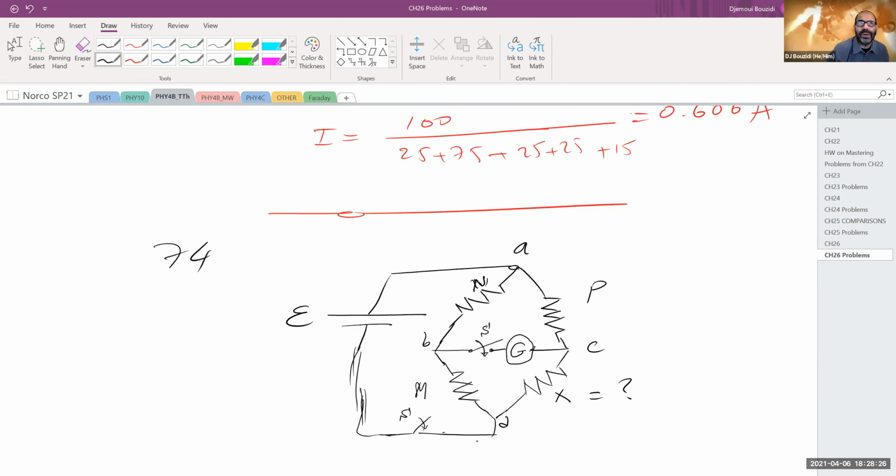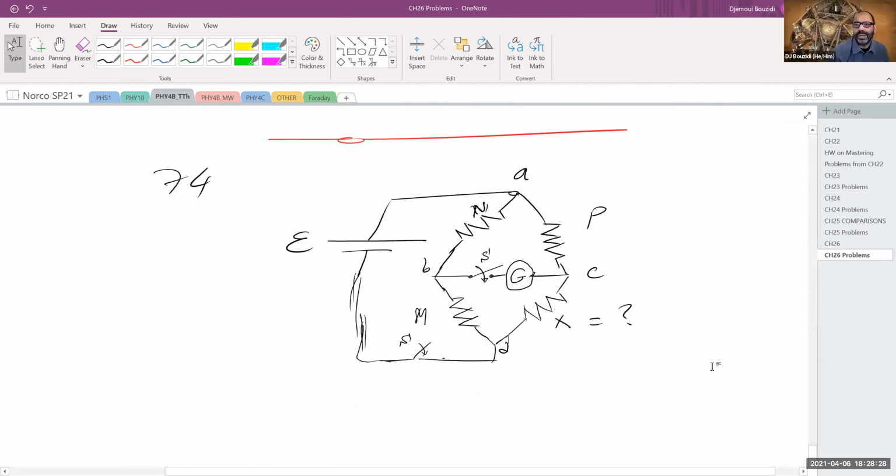So here is a question. Can we do that? Here is the deal. We're going to take a point in here from A back to A. So we're going to calculate VA minus VA, and I know that is equal to 0.